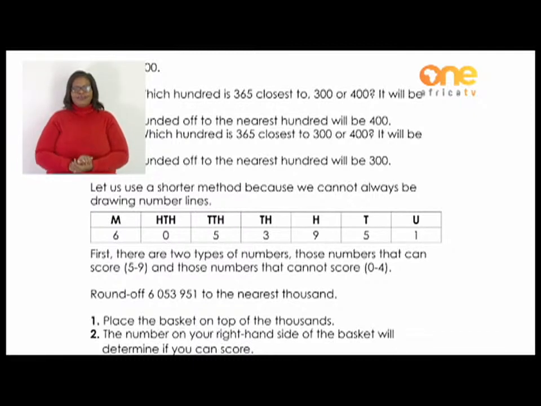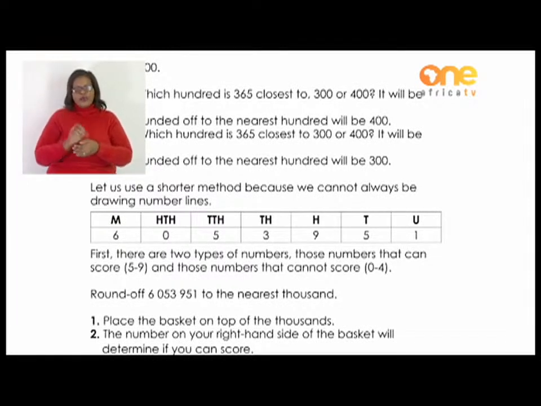So 365 rounded off to the nearest 100 will be 400. And when we look at C, C will be 328. The same question goes: which 100 is closest to this number? The answer will be 300. So in that manner, 328 rounded off to the nearest 100 will be 300.